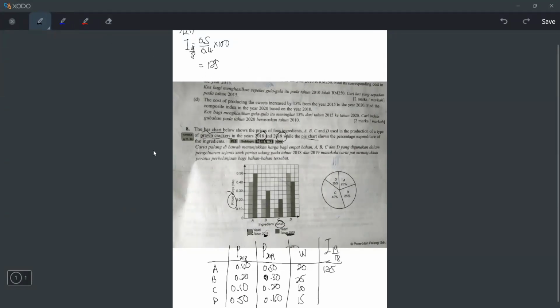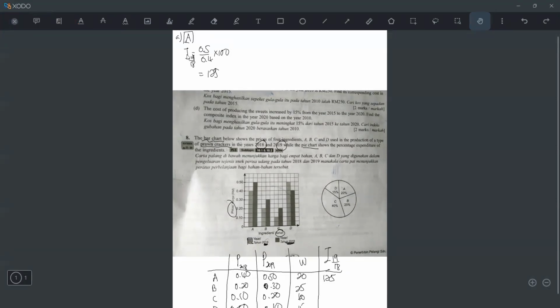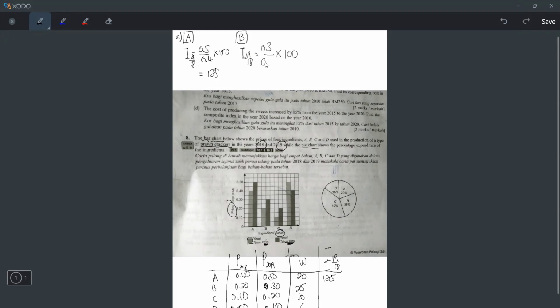Okay, next for ingredient B. For ingredient B, you're also finding the I for 19 over 18. So what is it, 0.3 over 0.2? So what's the answer? The answer is 150. Okay, so I pressed along with you also, I get 150.